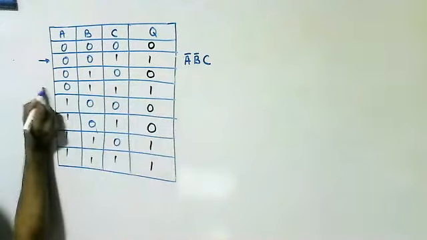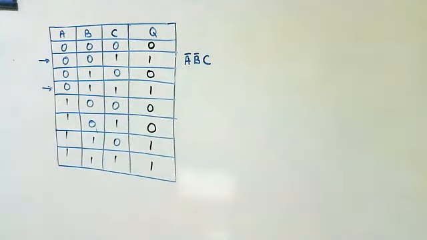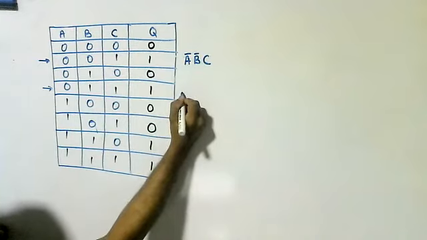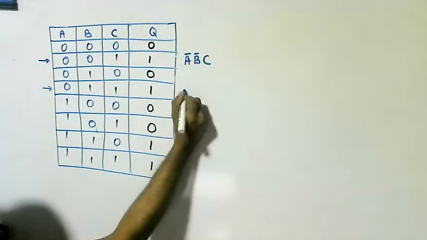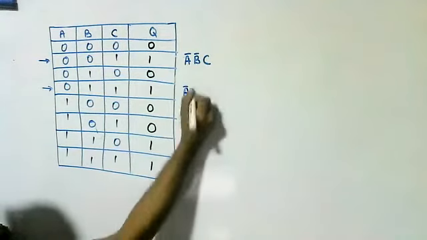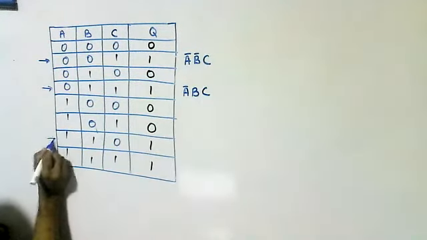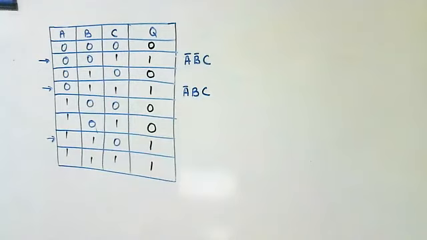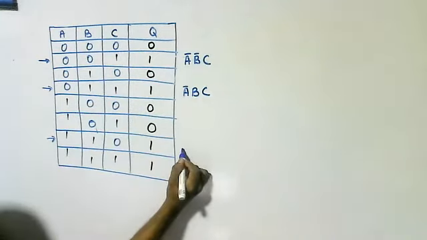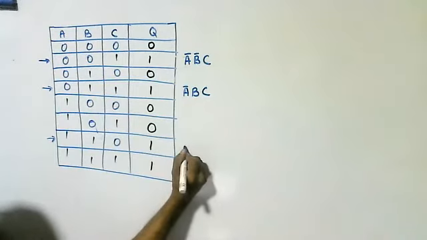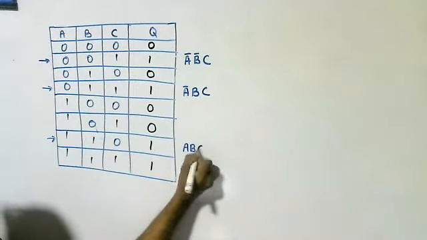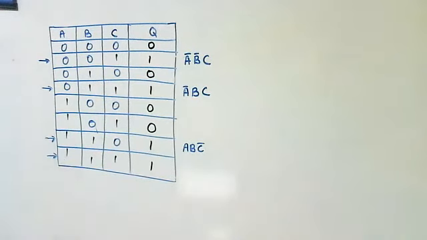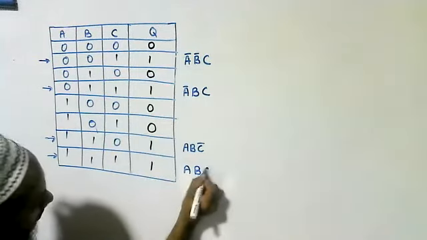Here also output is 1. Yes, Duria, what is the min term here? A bar, B, C. Good. Yes, Ilma, what is the min term here? A, B, C bar. Duria, what is the min term here? A, B, C. Right.